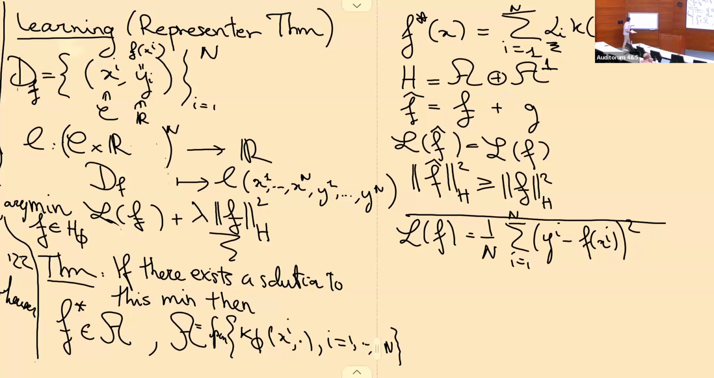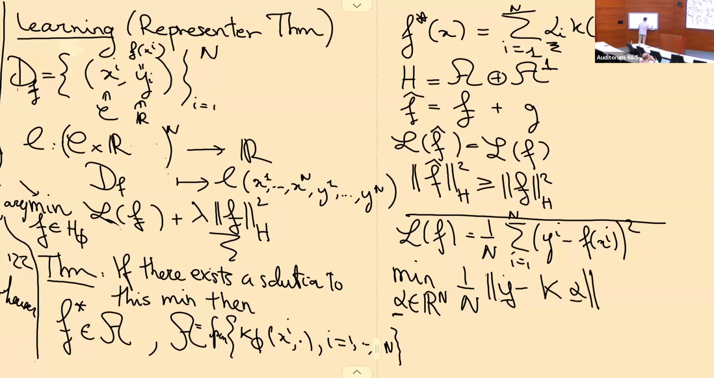Or you can solve it exactly, right? You just plug this f star back into your optimization, and you transform this optimization over function space into an optimization over parameter space: alpha in R^n, a vector as big as the data set. 1 over n times the norm of y, the vector of all the y's put together, minus K alpha, squared in R^n, plus the quadratic form alpha transpose K alpha.